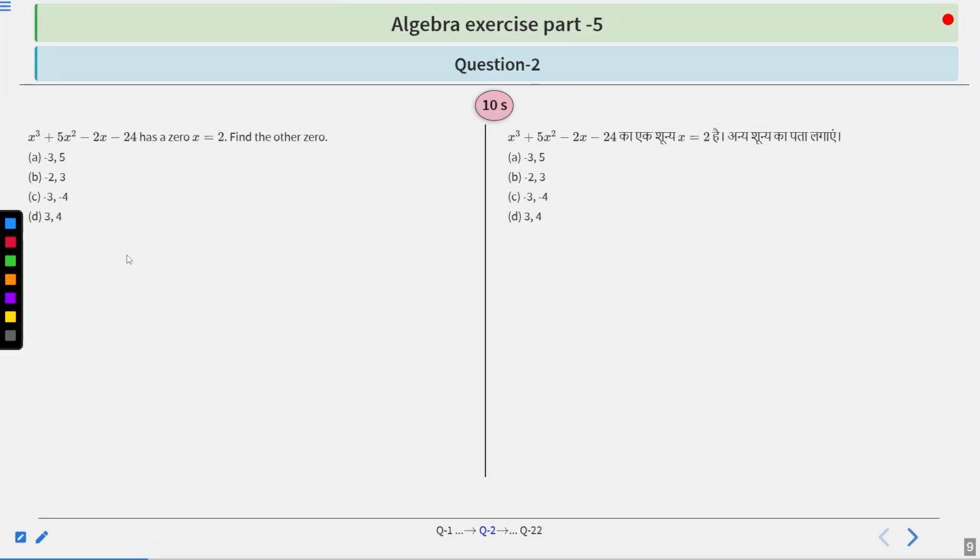Next, x cube plus 5x square minus 2x minus 24 has a zero, x equal to 2. Find the other zero. And options are: option A, minus 3 comma 5, option B, minus 2 comma 3, option C, minus 3 and minus 4, and option D, 3 comma 4. These are the options. I'm giving you 10 seconds to find the correct answer. After that, I will do the solution.